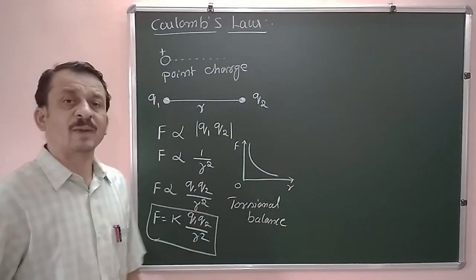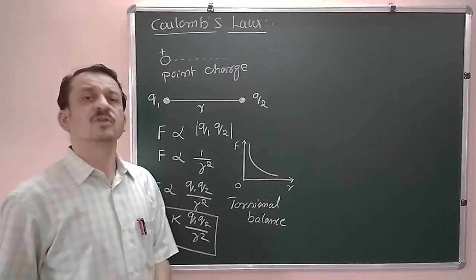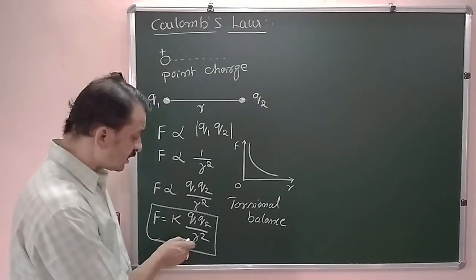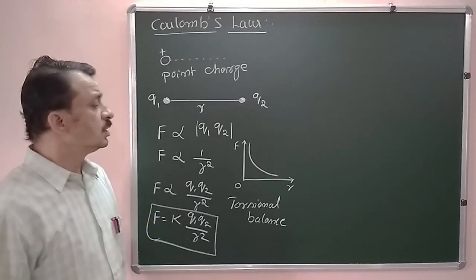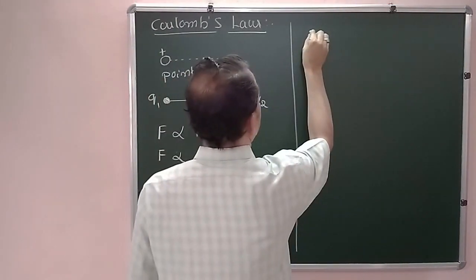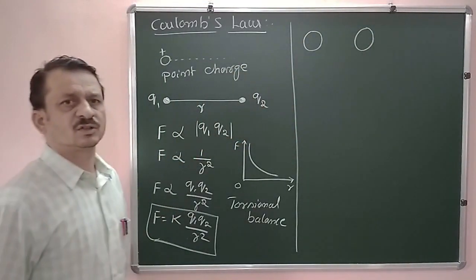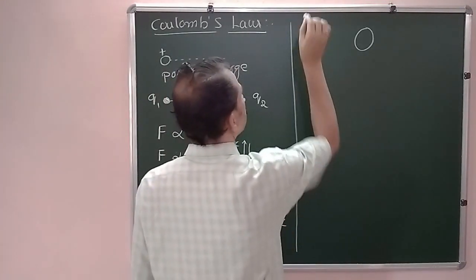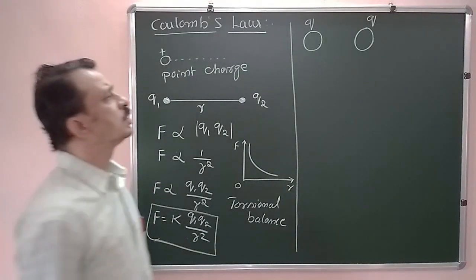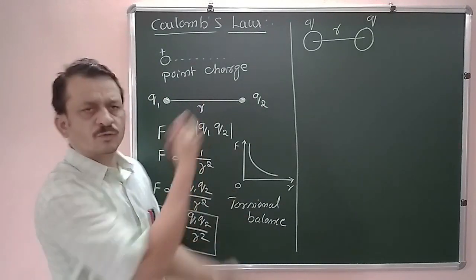He used this torsional balance and determined the force between different kinds of charged objects. And finally, he arrived at this relation. Initially, he took 2 identical spheres which are identically charged. Assume that it is charged to Q, and the same identical sphere, one more, is charged Q. They are separated by a certain distance R. He worked out the force between them.